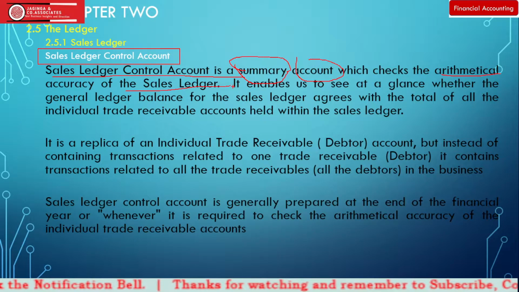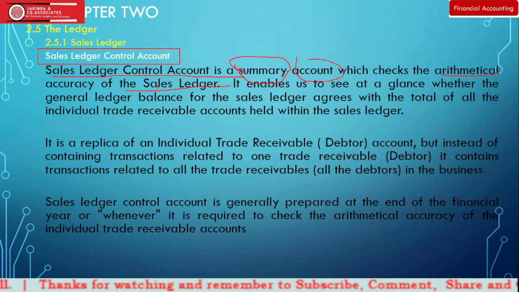For example, we'll have sales returns for customers A, B, C, and D. We'll also have credit sales for customers A, B, C, and D, and discount allowed for customers A, B, C, and D. We could also have refunds for customers A, B, and C. All these details, the sales returns, the credit sales, the discount allowed, we'll sum them up from the individual accounts and put them in a sales ledger control account. So it is a summary account which checks the arithmetical accuracy of the sales ledger.